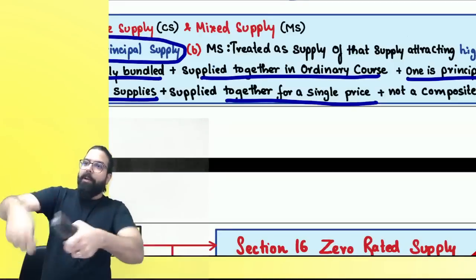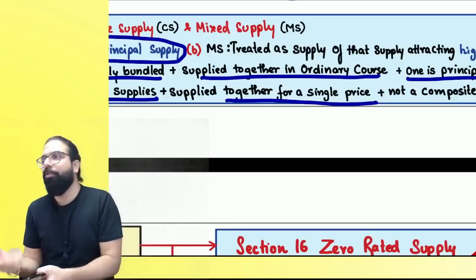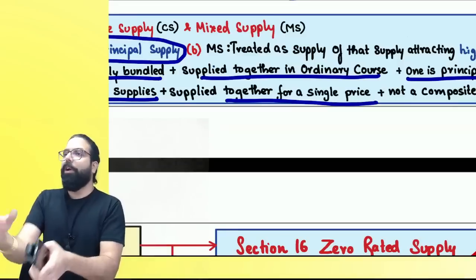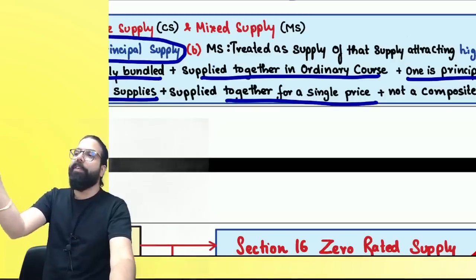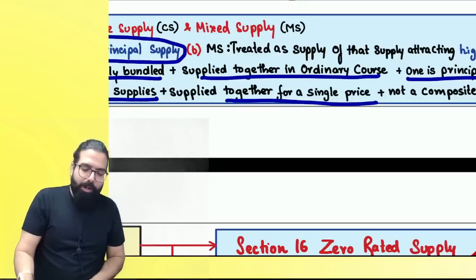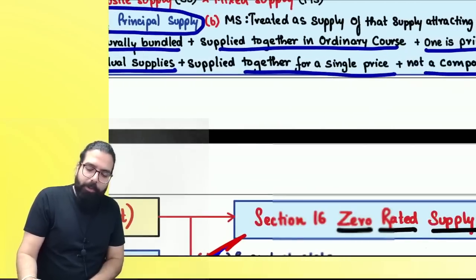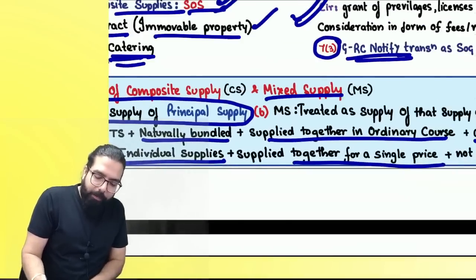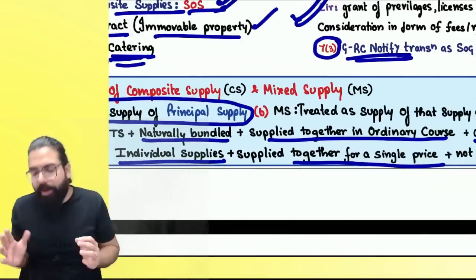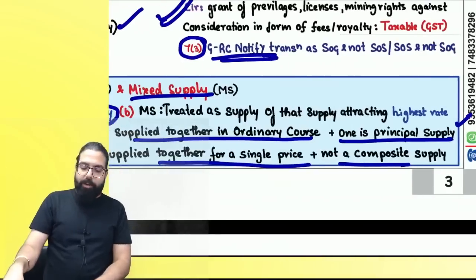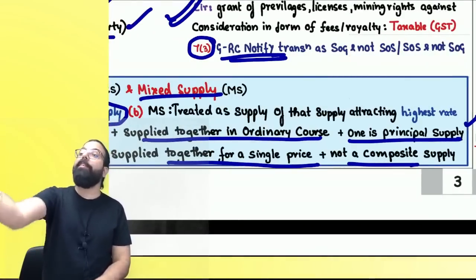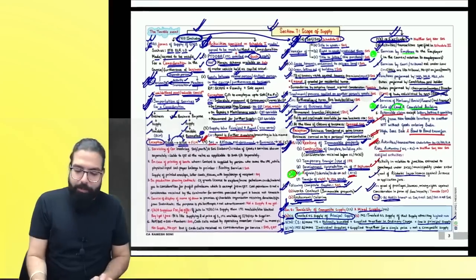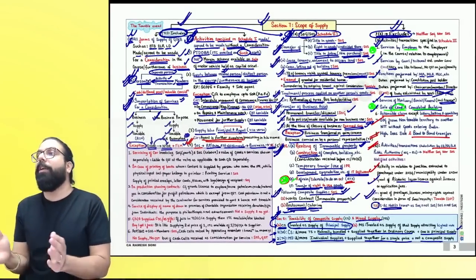You joined together, put a tape, and you are giving discount and trying to supply. Discount given, not given, whatever. Two things joined together and supplied for a single price is known as what, everyone? It is not composite, so it will be known as mixed supply. Section number 8 says mixed supply is taxed at the highest rate. You have to think that the supply is of that supply which attracts the highest rate. Are we clear, everyone? We are done with section number 7 and section number 8.